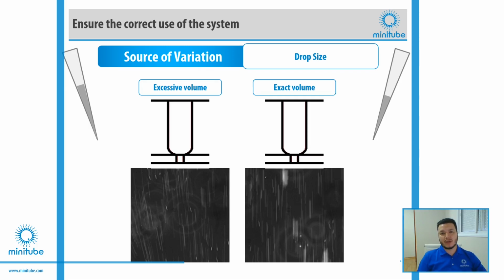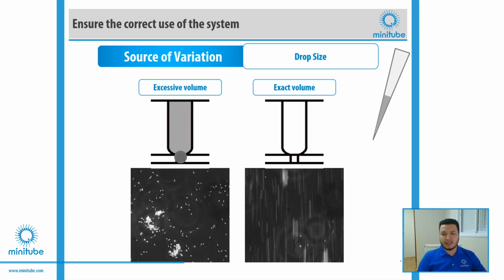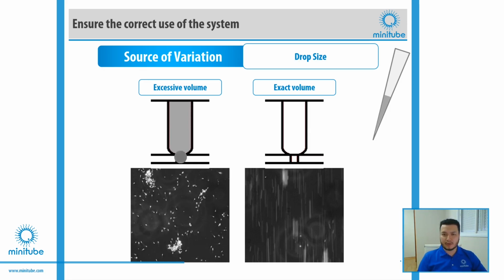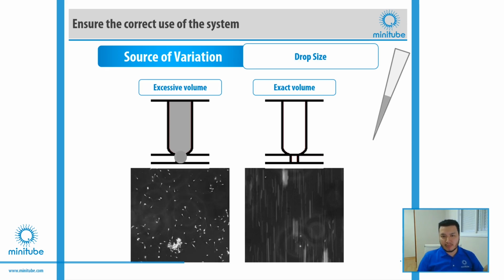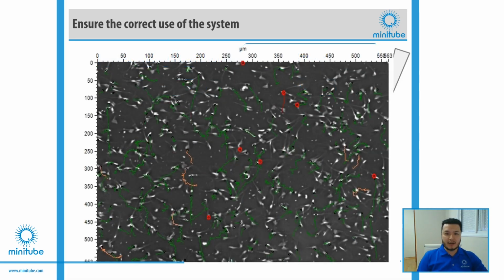Here we have two situations, an excessive volume on the left and a correct volume on the right. If the drop size is too big, look what happens. The sperm drift is caused when redundant liquid stays in the filling area of the chamber. This liquid keeps on pushing into the chamber by capillary forces and causes the drift of the sperm in the chamber. In this case, you would see these very long lines across the field and maybe higher motility results.